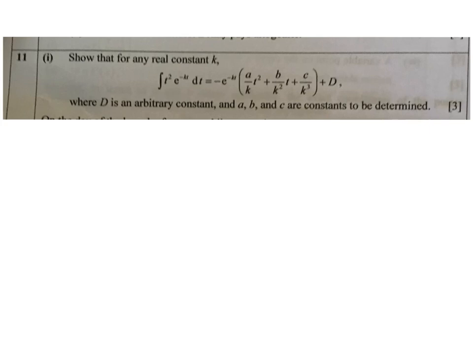So I want to show that for any real constant k, the integral of t squared e to the power negative kt is equal to negative e to the power negative kt, a over k t squared plus b over k squared t, and so on, where a, b, c are arbitrary constants.